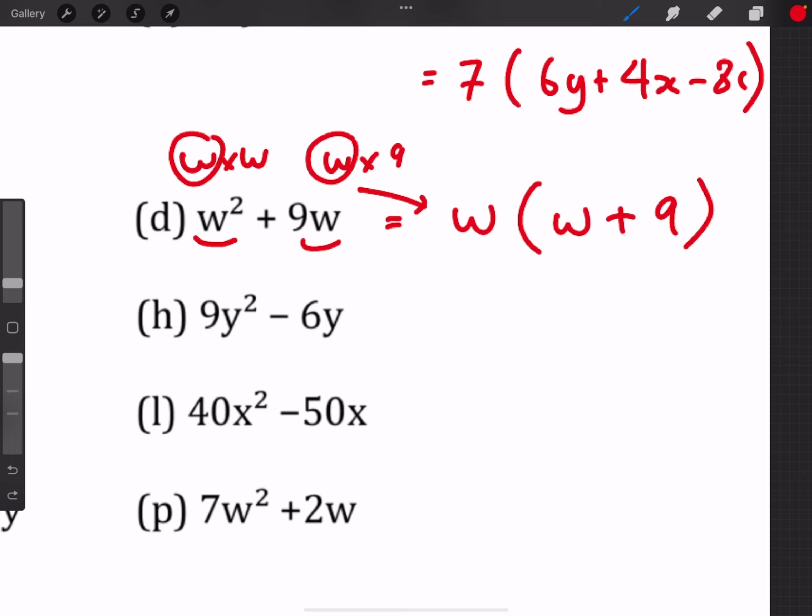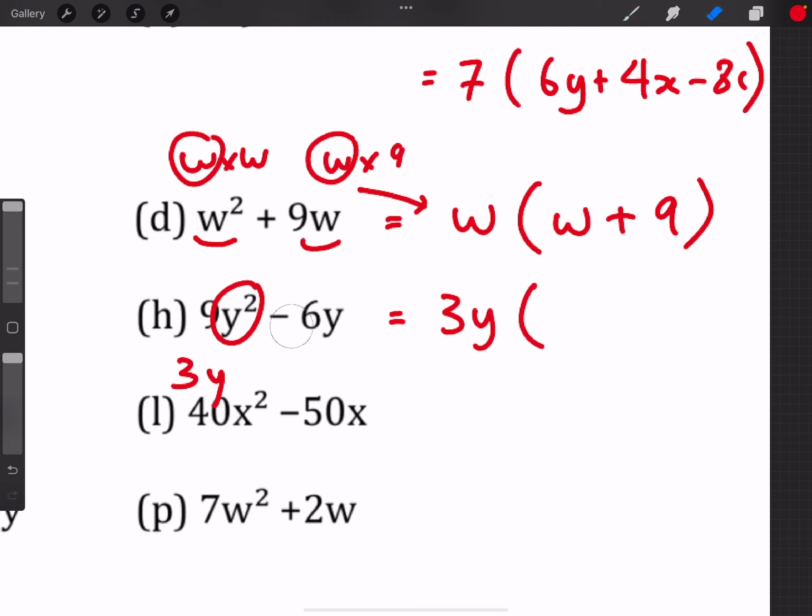Next one, you have this one. Okay, we can take out the numbers. The highest common factor here for these numbers is 3. Let's look at the letters. You got y squared and y. We can take out 1y. So that means the answer here would be 3y. That's the highest common factor.